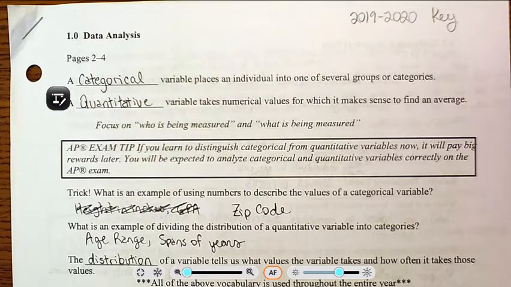Categorical variables are things like hair color, eye color, political preference, religion. These are types of things that you would answer with a word, like my eye color is blue, my hair color is blonde, my political preference is independent, my religion is Catholic.